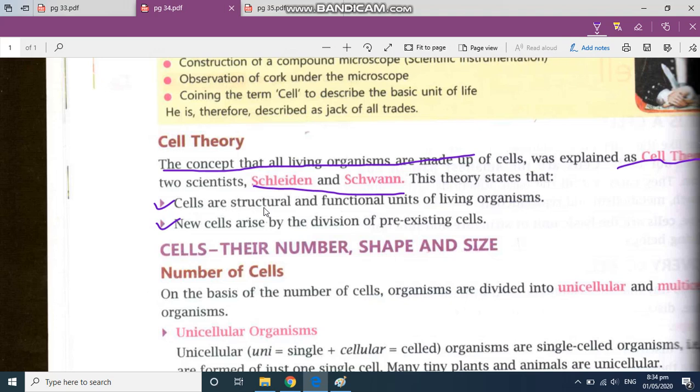And you can mark these two points. Cells are the structural and functional unit of all living organisms. That means the whole living organism will be made up of the same type of cells which are similar in their structure and in their function. New cells arise by the division of pre-existing cells. One cell will divide into two and the two cells will divide into four, four into eight, this goes on.